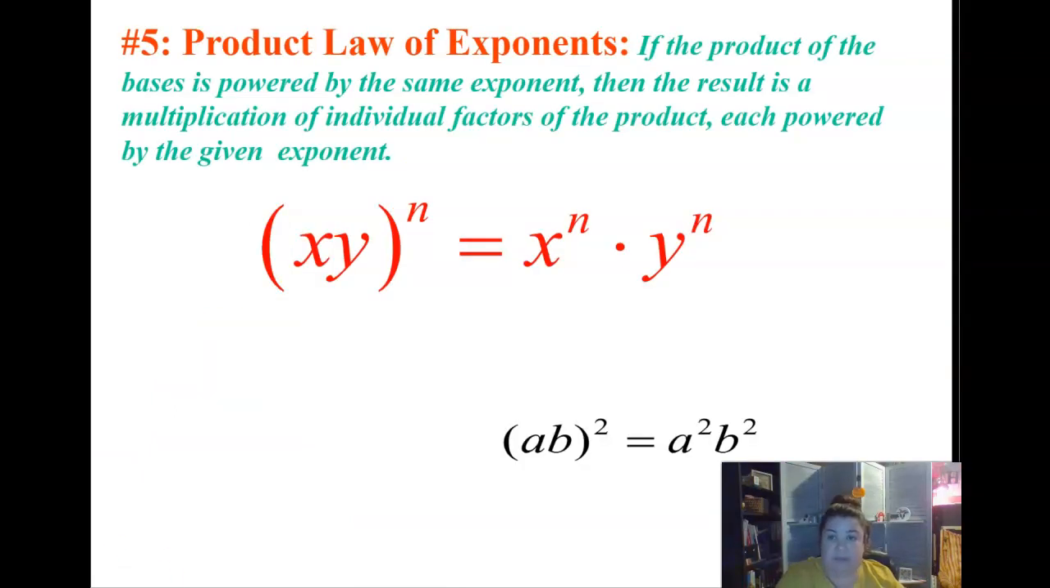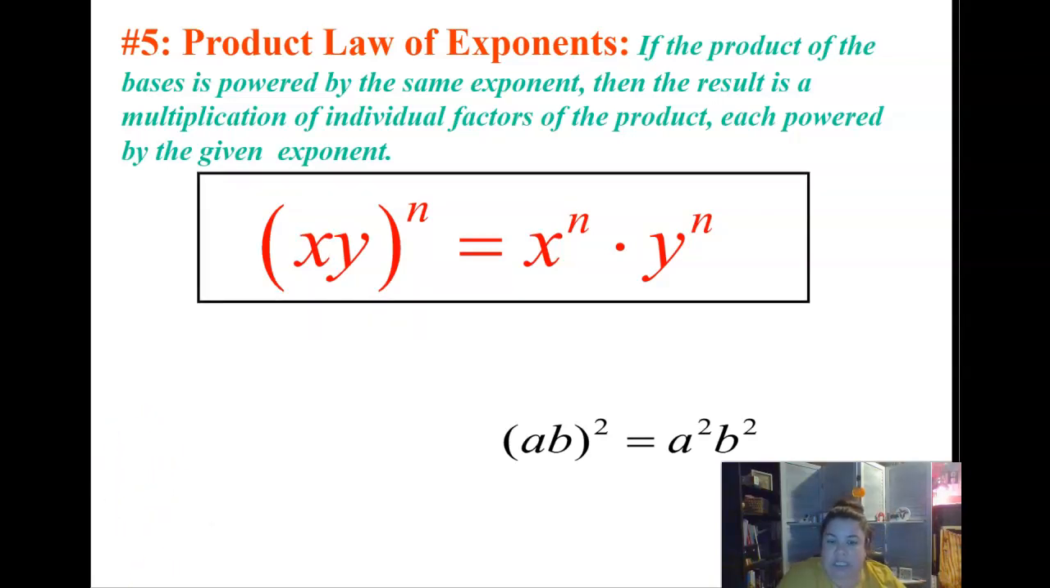Okay, number 5 is the product law of exponents. If the product of the bases is powered by the same exponent, then the result is a multiplication of individual factors of the product, each powered by the given exponent. What? That's a lot of words. That's just crazy. All right, so let's see if we can simplify this.